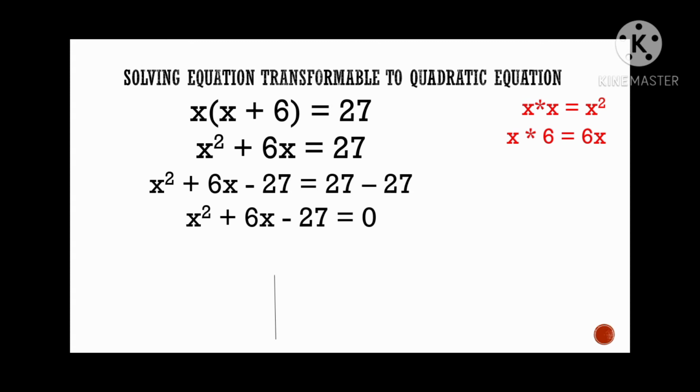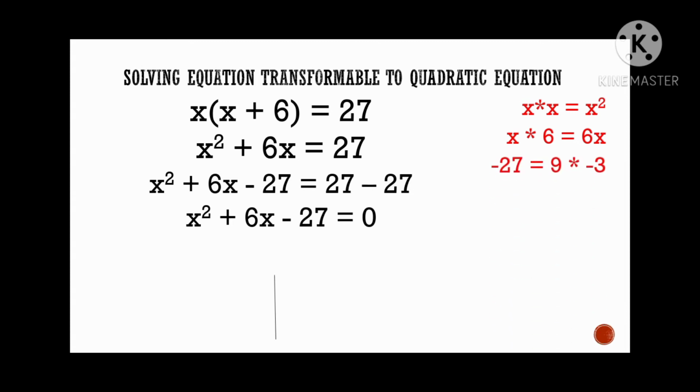So now, nasa standard form na siya. So, isosolve na natin itong equation na to. So, ang gagawin lang natin dito is to find the factors of the last term whose sum is the coefficient of the middle term. So, that is by factoring.